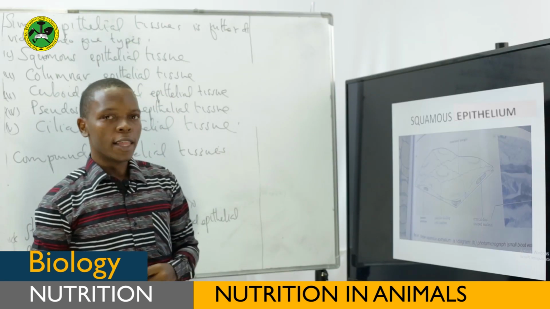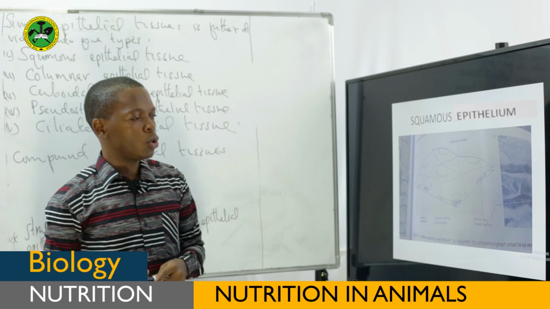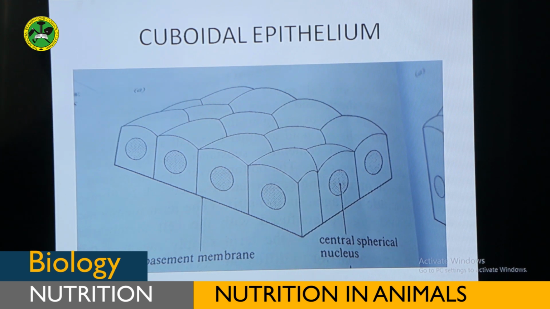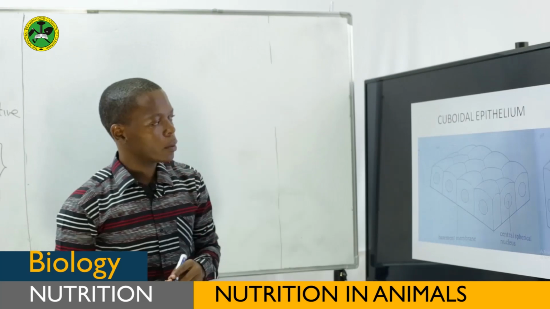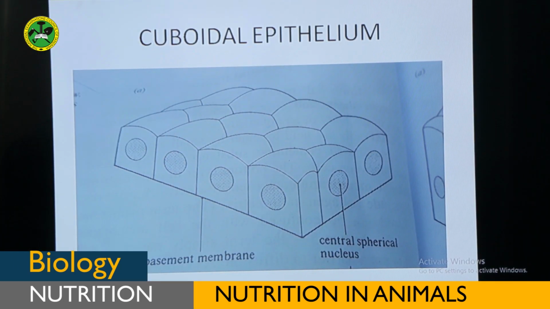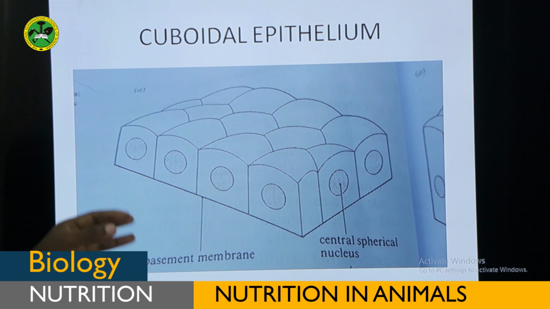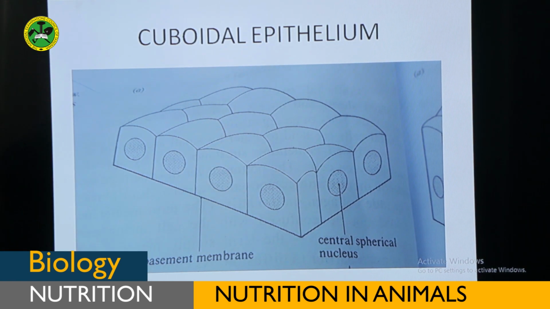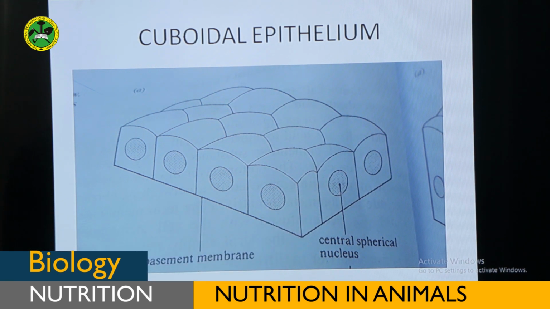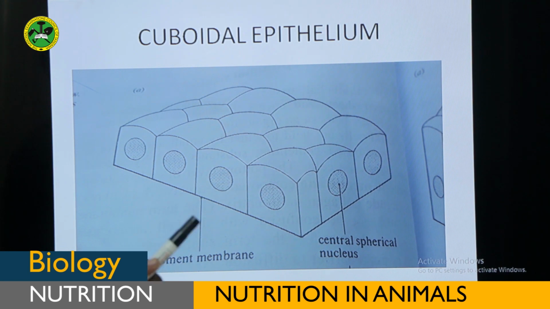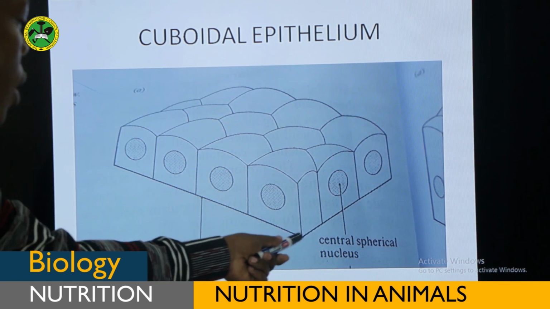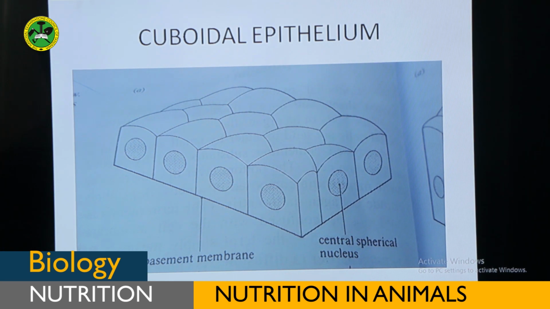Let us see another diagram of epithelial tissues. We call it cuboidal epithelial tissue. This epithelial tissue is made up of cells which have a cube-like shape. But also, as you can see from the diagrams, each cell has a central spherical nucleus. But again, the cells attach to the basement membrane, you see.